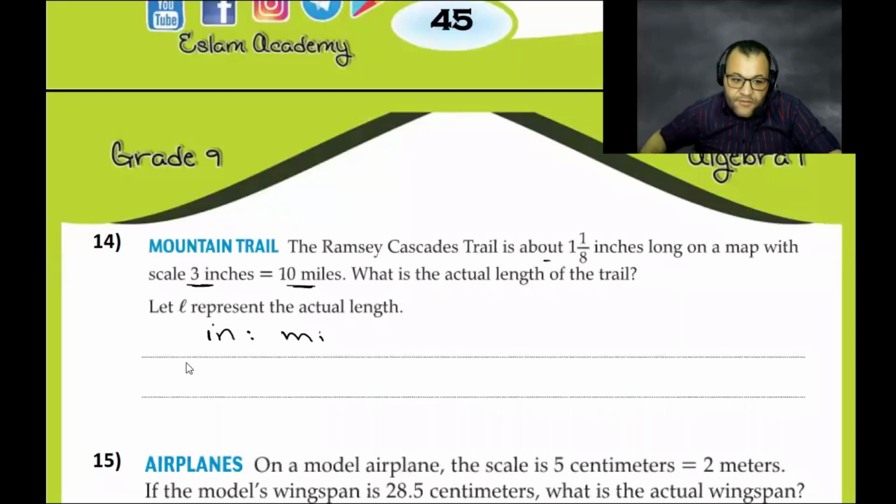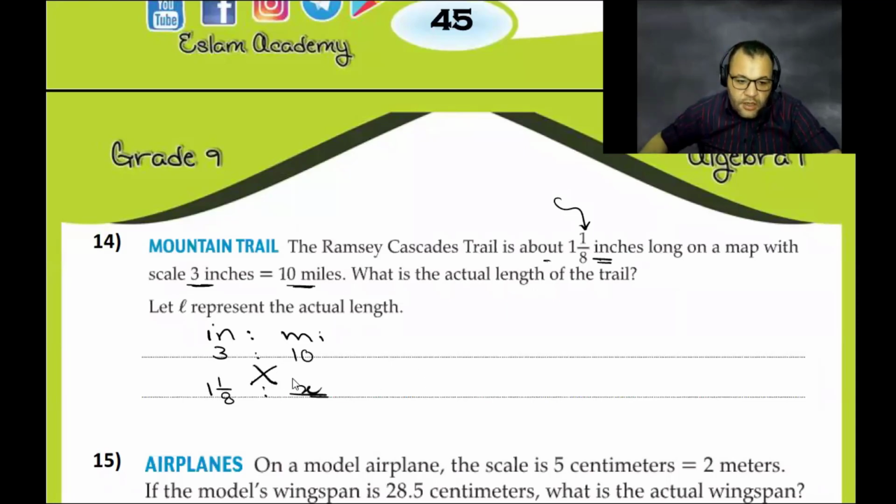3 inches is 10 miles. For each 3 inches, it represents 10 miles. So what is the length that we have? We have the drawing one, which is 1 and 1/8. We need to find the real, the actual length. So this one will be the x.